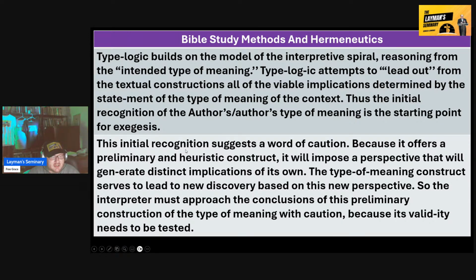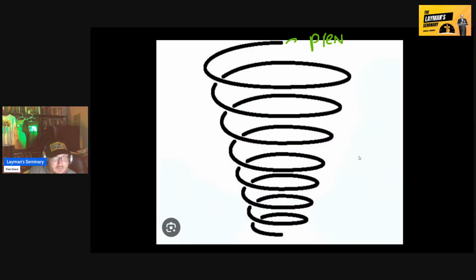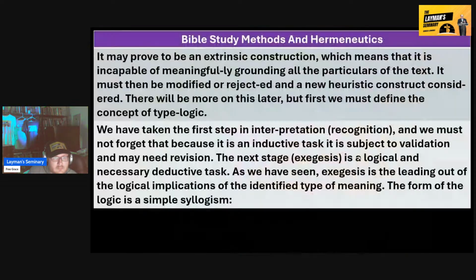The initial recognition suggests a word of caution because it offers a preliminary and heuristic construct. It will impose a perspective that will generate distinct implications of its own. The type of meaning construct serves to lead to new discovery based on this new perspective. So the interpreter must approach the conclusions of this preliminary construction on the type of meaning with caution because its validity needs to be tested. Okay?